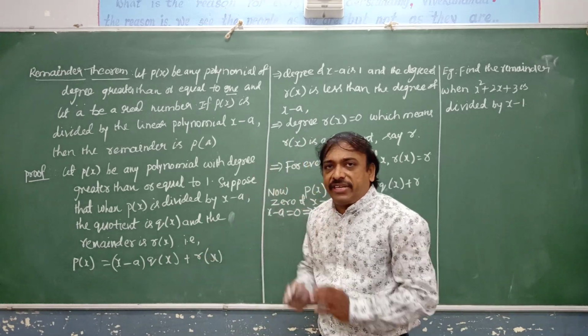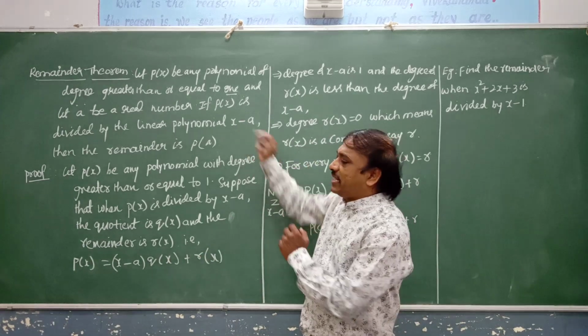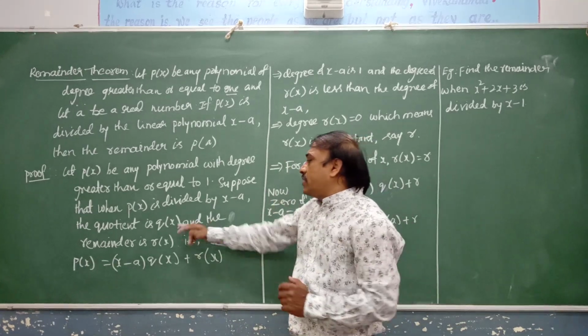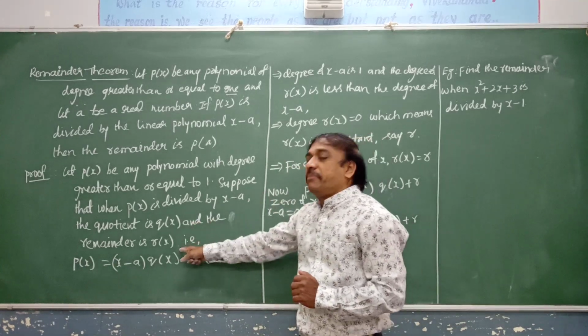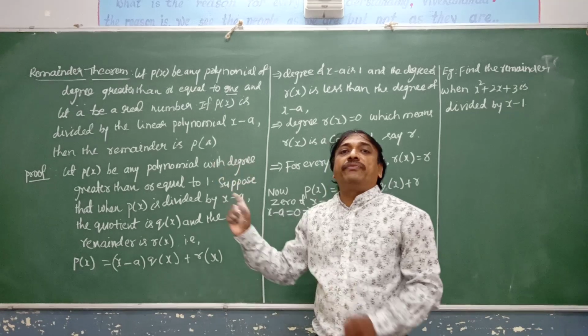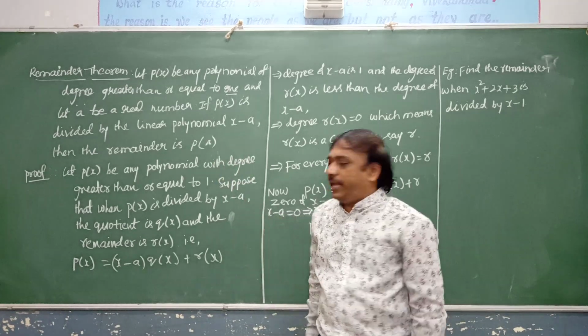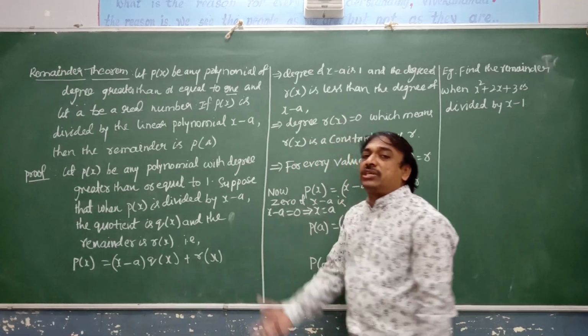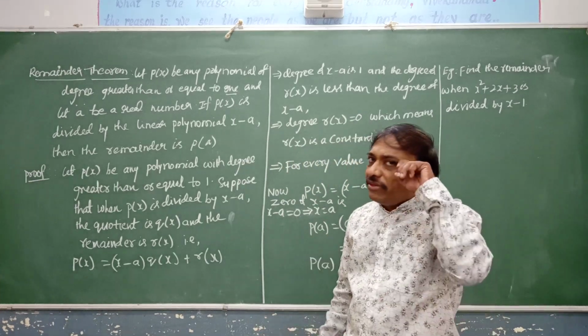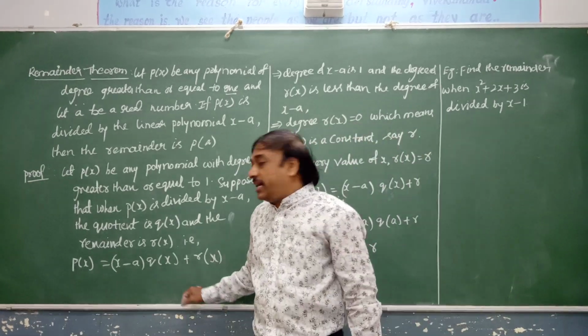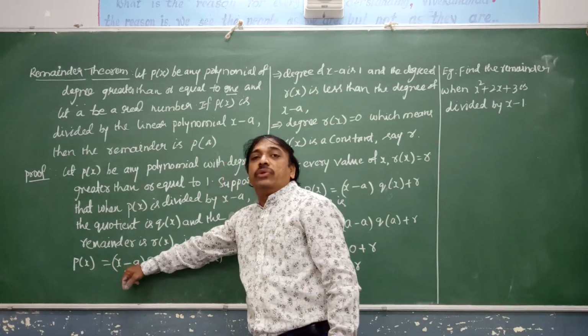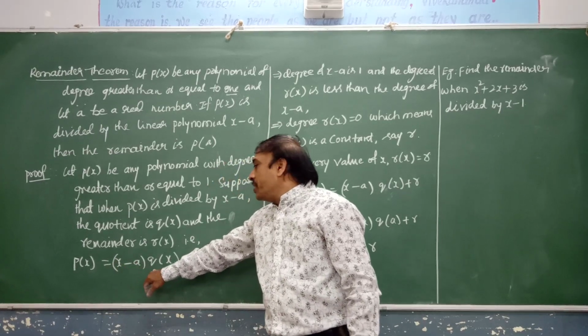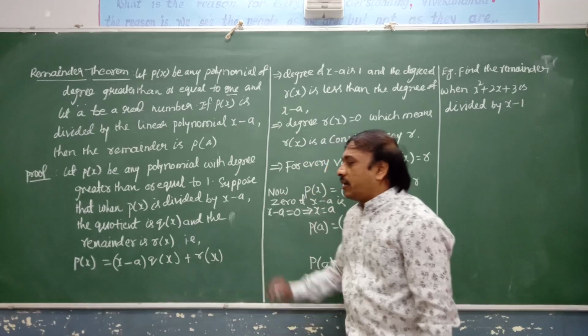P of x is the dividend, x minus a is the divisor, q of x is the quotient, and r of x is the remainder when you divide P of x by x minus a. Here, the division rule is: dividend is equal to divisor times quotient plus the remainder. So P of x is equal to (x minus a) times q of x plus r of x.